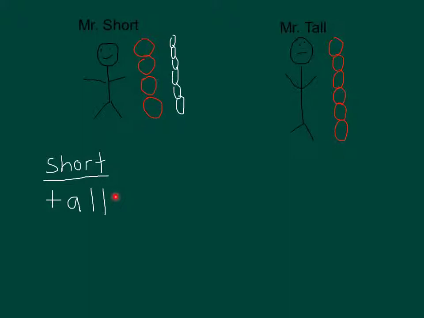So let's think of a ratio we can write about the length of Mr. Short and Mr. Tall in buttons. Well, I know Mr. Short is 4 buttons tall in comparison to Mr. Tall's 6 buttons tall. I also know when I'm thinking about paper clips, I know that Mr. Short is 6 paper clips tall. So I'm going to write that on the top.